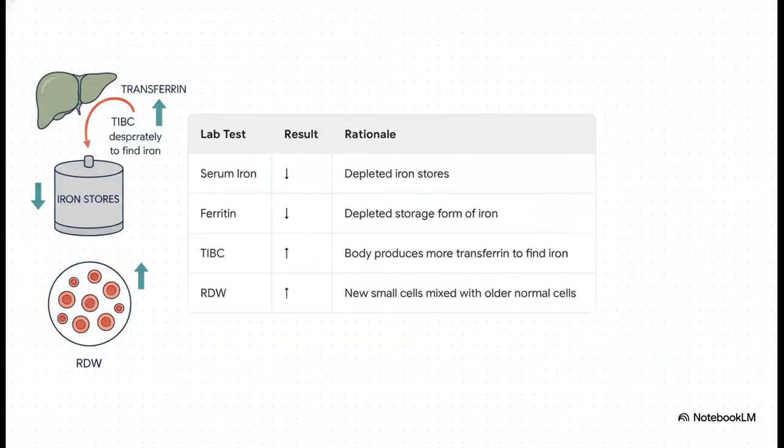The lab tests for iron deficiency really paint a perfect picture. Of course, your serum iron is going to be low, and so is ferritin, which is your body's iron storage protein. The tank is basically empty. Now, in response, the body starts to panic a little. It increases the total iron binding capacity, or TIBC. That's the liver pumping out more transferrin, which is the protein that transports iron, desperately trying to find any scrap of iron it can. And the RDW, or red cell distribution width, is high because you have this mix of newer, tiny cells being made alongside older, normal-sized cells.